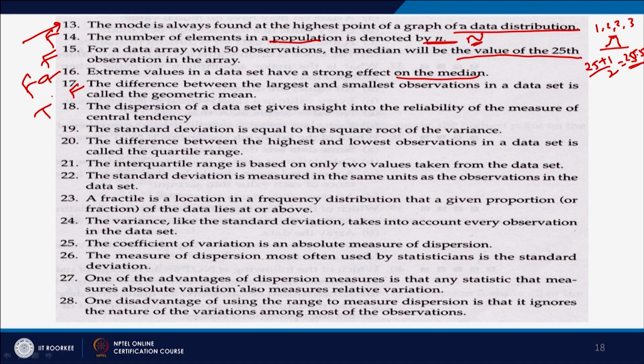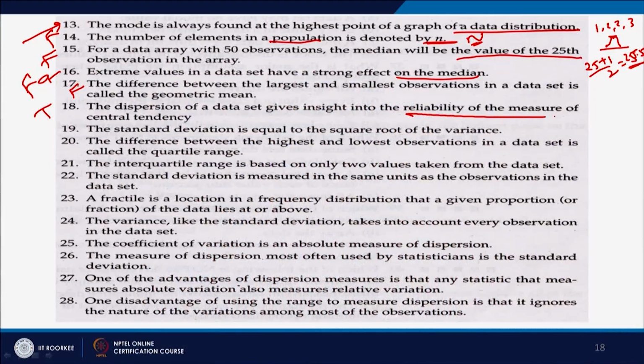The dispersion of a data set gives insight into the reliability of the measure of central tendency. Here it is true. So, you should find out the central tendency, but apart from central tendency, if you have the information about variability, then it becomes a reliable measure, right. So, 18th is true, right.